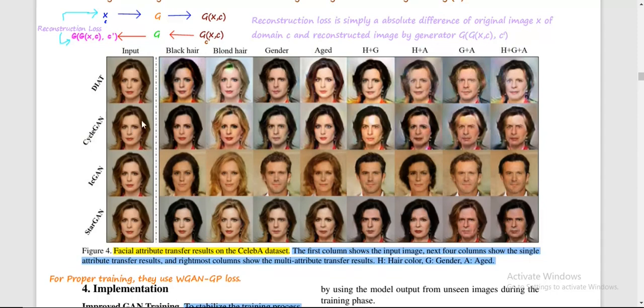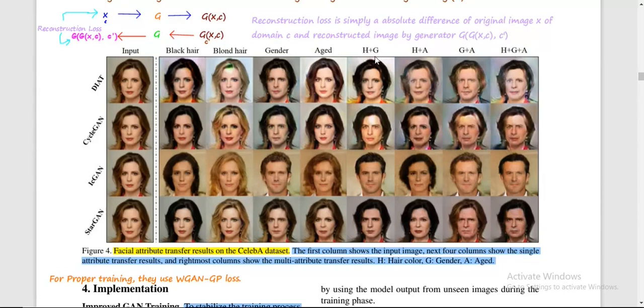For example, if you see the cycle GAN output, and you compare the StarGAN and the cycle GAN, then the StarGAN output seems more realistic, right? For example, this is the single attribute transformation, and this is the multiple attribute transformation, right? Height and gender, right? So here gender, and here age, both are transformed. Multiple attributes are transformed: gender and age, and height, here gender and age, all three are transformed.